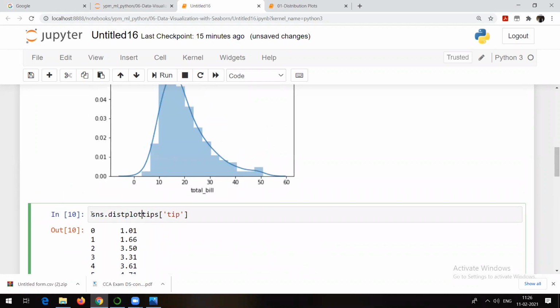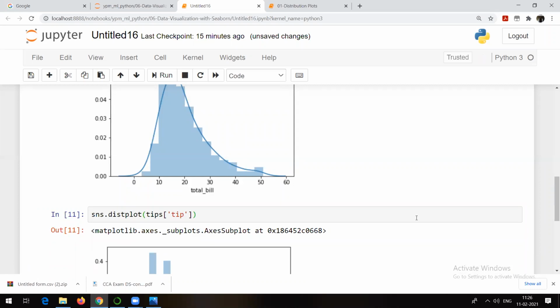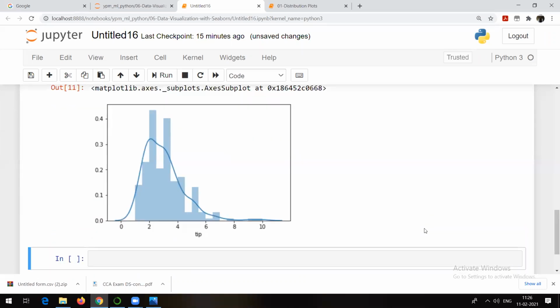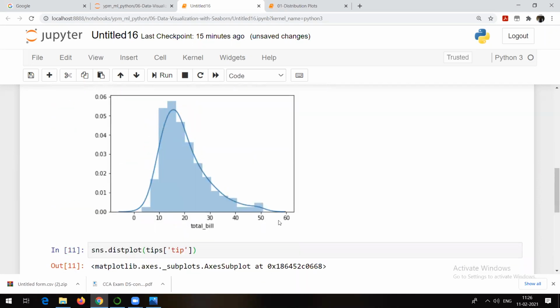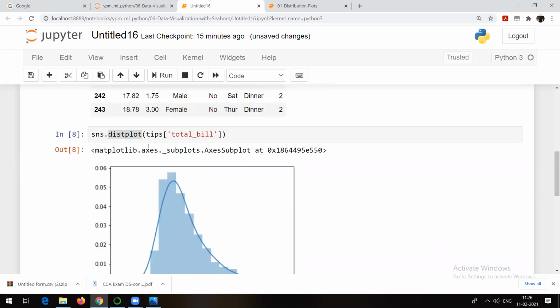So what I will do is sns.distplot for the tip column. Earlier I did it for total bill. Now see, this is also somewhat in normalized format, but yes, there is some skewness and we need to take care of that. So this is a simple distribution plot.